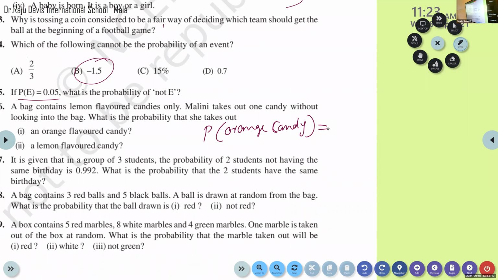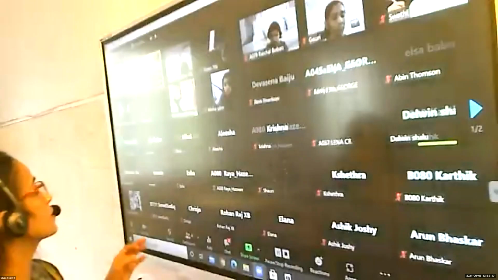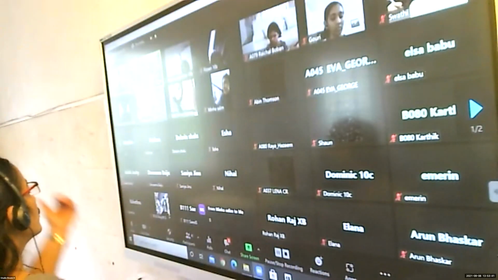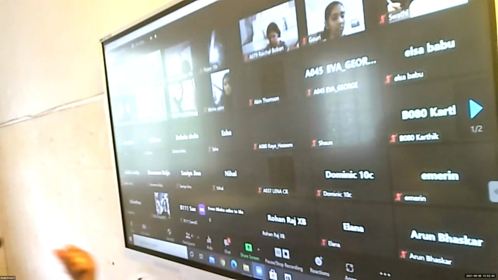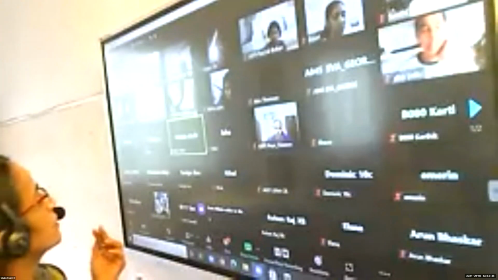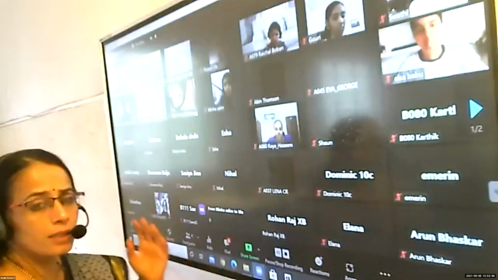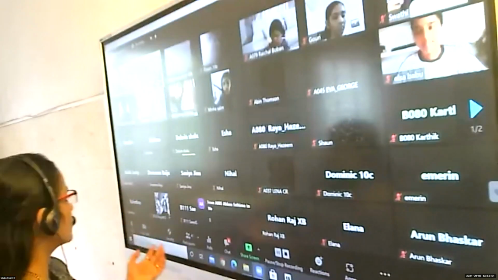Delvin, what was the probability of getting an orange candy from a bag containing yellow candies? 1? Louder. The bag contains only yellow candies. What is the probability of getting an orange candy from that bag? Zero. Yes, zero. That is an example for which type of event?